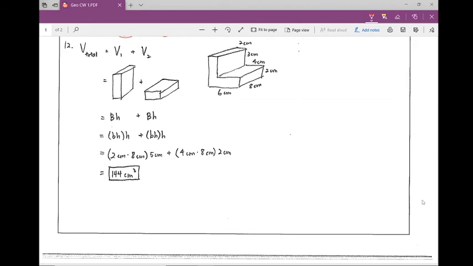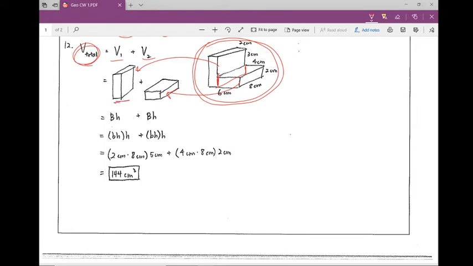Number 12 is a volume for a composite shape. That means composite solid. That means a solid with more than one part. So from this picture, which is a copy of your classwork picture, all I did was cut it here. So I have this volume and this volume, which I just have to add to find the total volume.